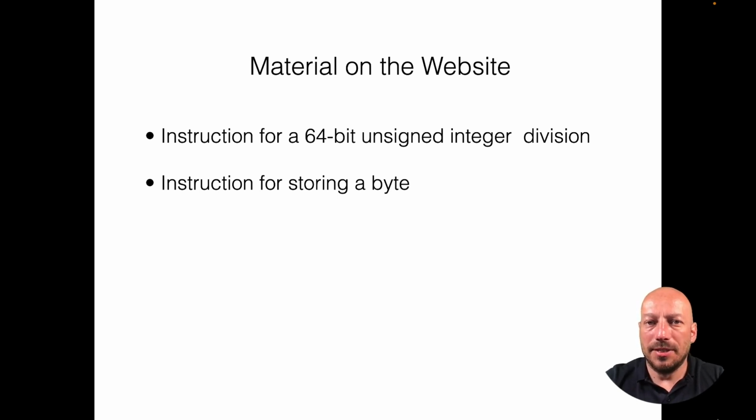For example, this unsigned integer division is computing both the quotient and the remainder. So actually, you can save 1 instruction in this algorithm. And you will also find an instruction for storing a single byte.